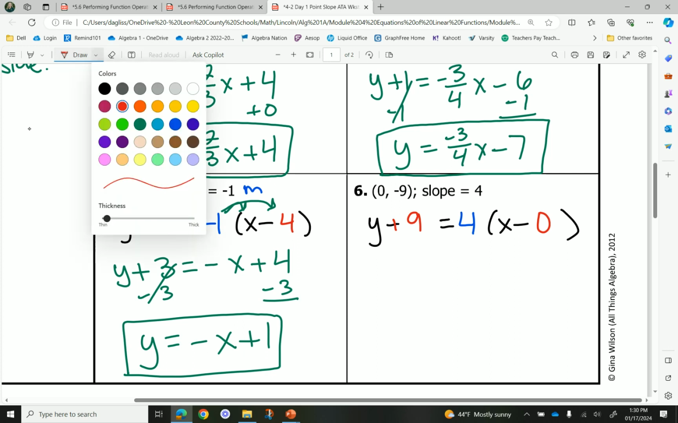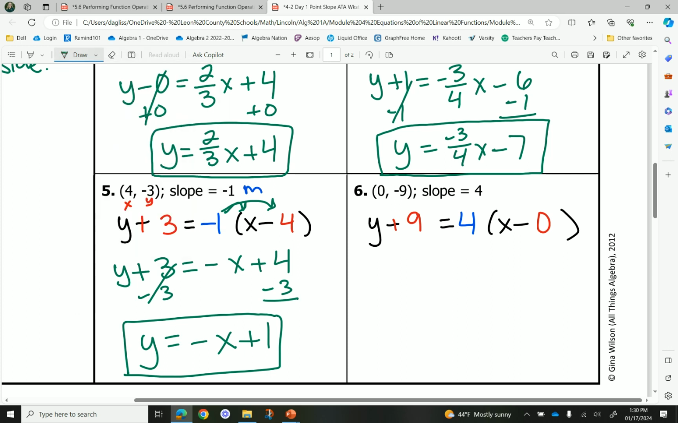Now I need to distribute. Tell me what to do. 4 times x and 4 times 0. Good. Does y plus 9 change? No. 4 times x is 4x. But what is 4 times negative 0? 0, right? Do I need to write plus 0? No, but could I? Yeah. If you want to, you can. You don't have to, though.